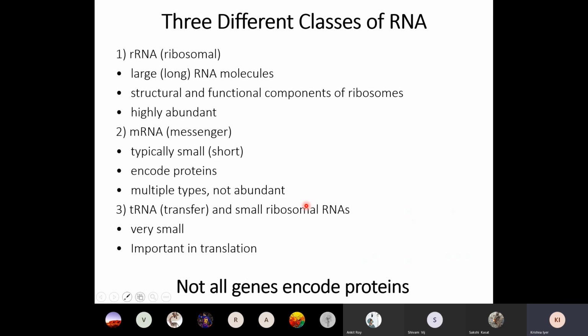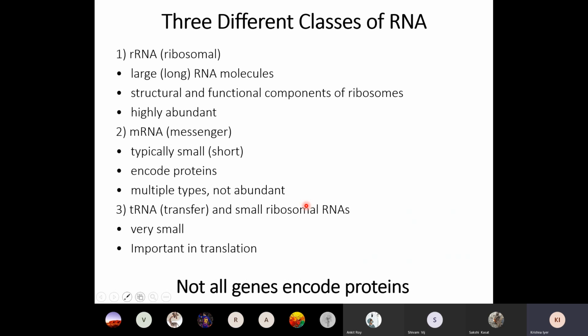As opposed to rRNA, mRNAs are typically short. They tend to encode proteins. There are multiple types depending on which gene has been read to give the mRNA for a specific protein, and they are rarely abundant. So they are produced when needed, and later on, when no protein synthesis is occurring, the mRNA is destroyed.